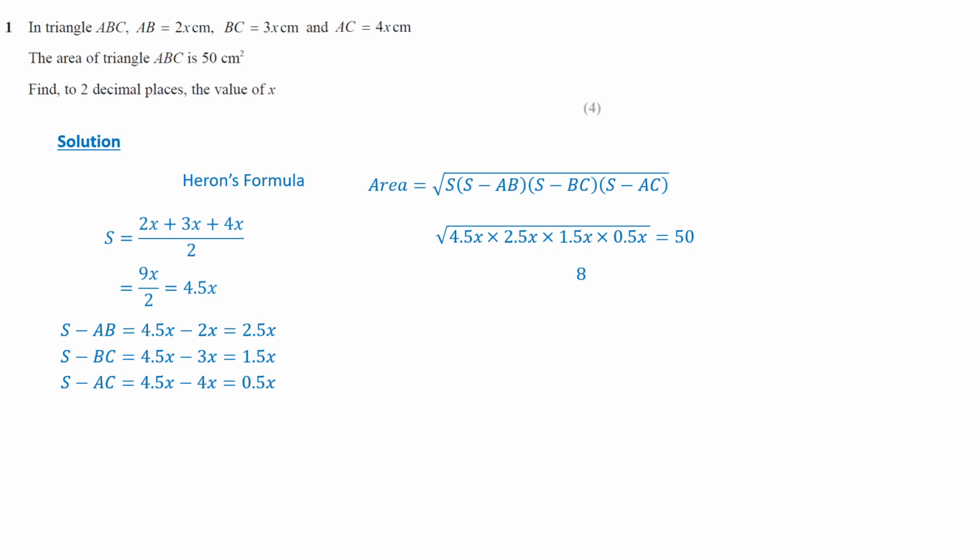Then, we square both sides of the equation. Solving for x, x equals the fourth root of 2,500 over 8.4375. Thus, the value of x is approximately 4.15.